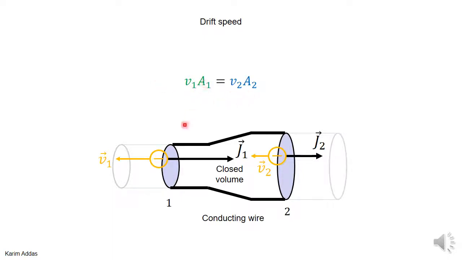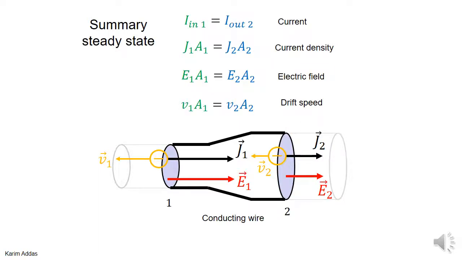So when the area is small, the velocity is large. When the area is large, the velocity is small. So the velocity is smaller when the area is large. And so this is a summary of all the conditions of steady state. This is the case for the current, the current density, the electric field, and the speed.